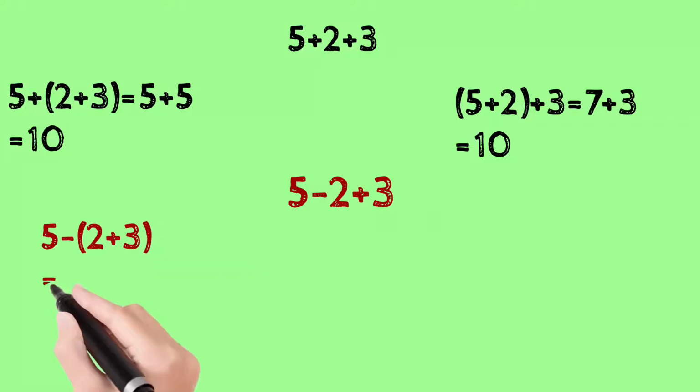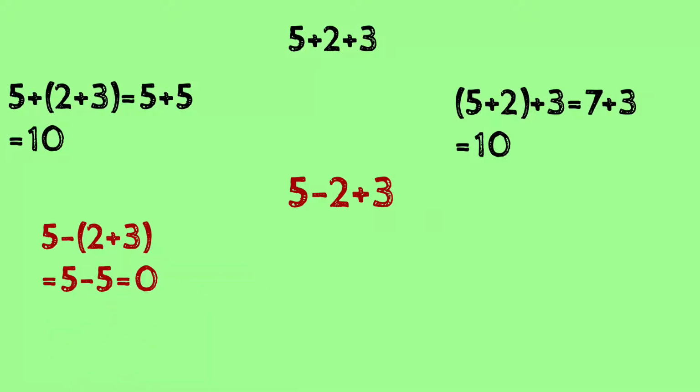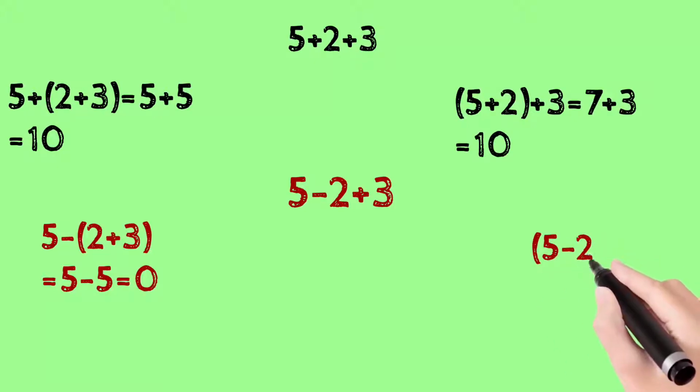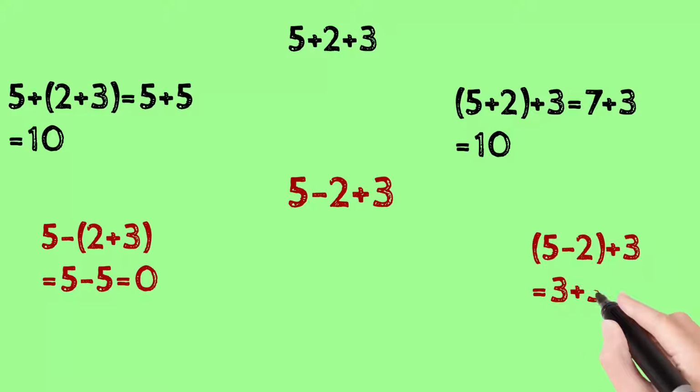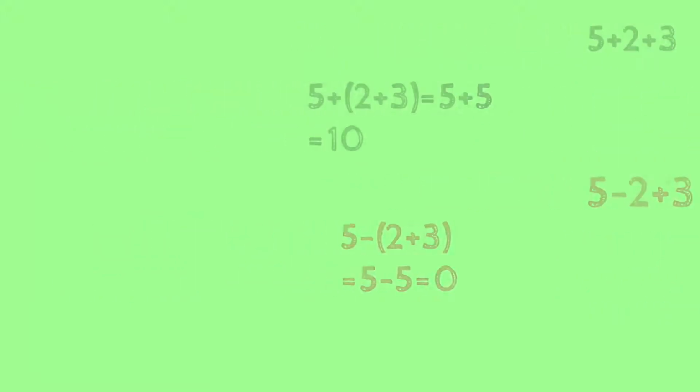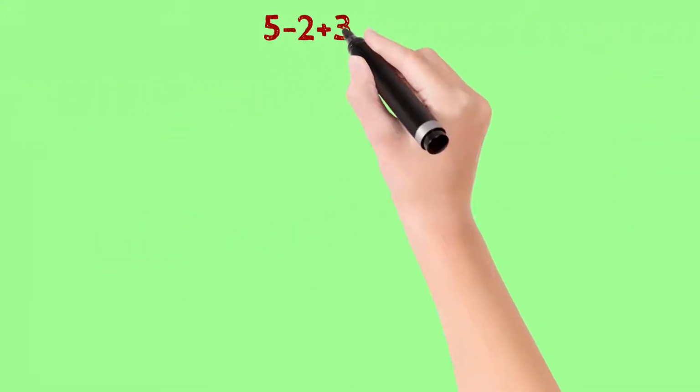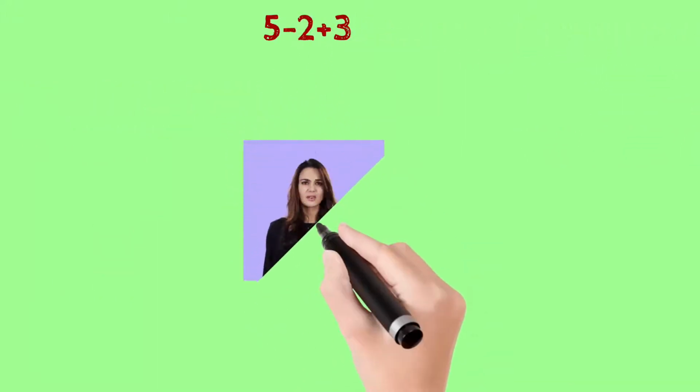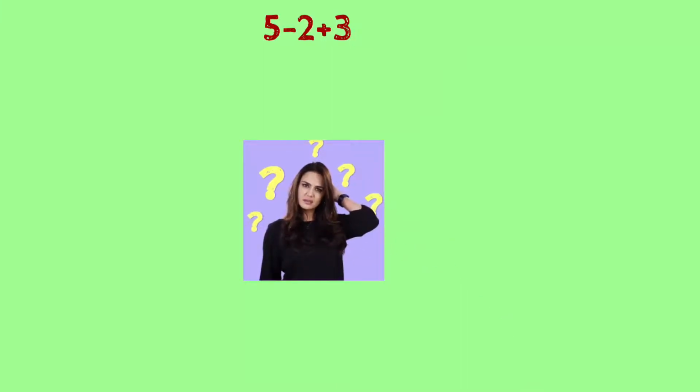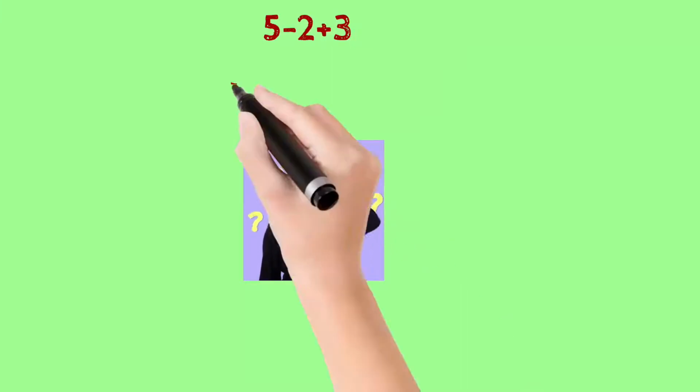Whereas, let us take an example of 5 minus 2 plus 3. If we simplify the second two numbers, 2 plus 3 first, then we'll end up with 5 minus 5, that is 0. Whereas if we take 5 minus 2 first, then it will be 3 plus 3, that is equal to 6. The results are not same. So subtraction is not associative. Now the same 5 minus 2 plus 3, how to solve it with satisfying the associative law?